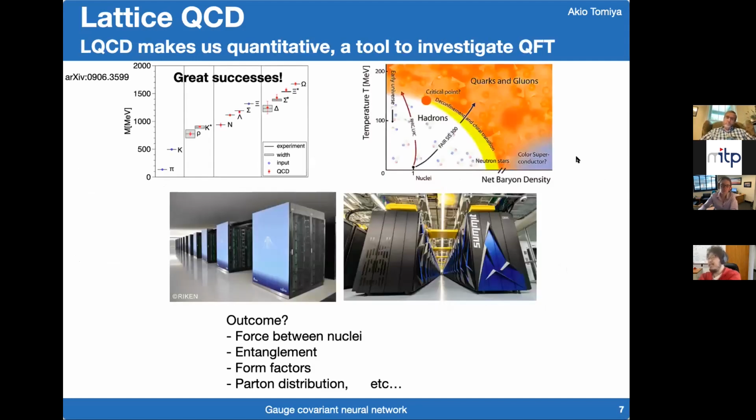And by using lattice QCD, we already know that lattice QCD gives us some quantitative information on the hadron spectrum and tells us the critical temperature. There are so many things to calculate using lattice QCD.